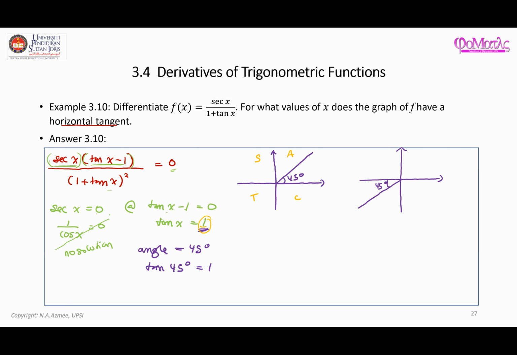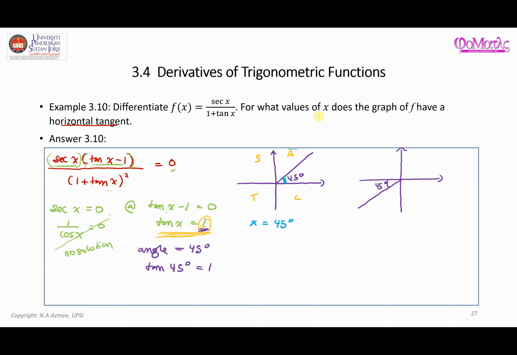Alright, so now we are going to find the values of x such that tangent of x is equal to 1. First of all, let's look at the possible values for this one here. For this scenario, we know that definitely x is going to be equal to 45 degrees, because when it is 45 degrees, the tangent of this angle is going to be equal to 1.